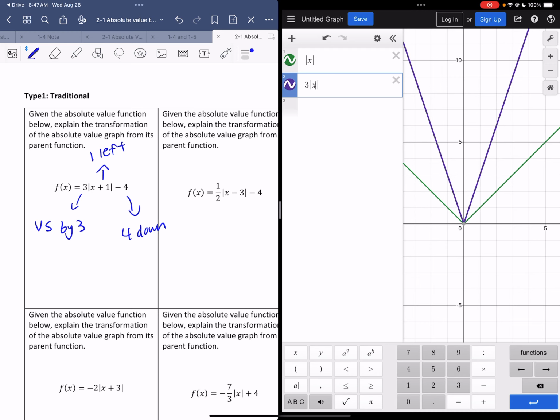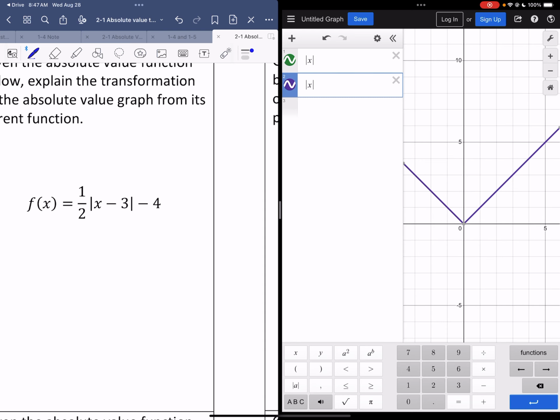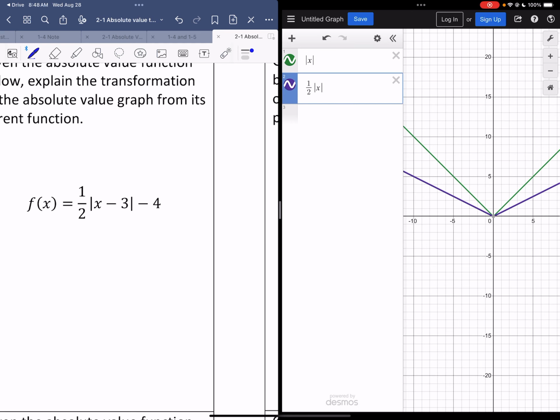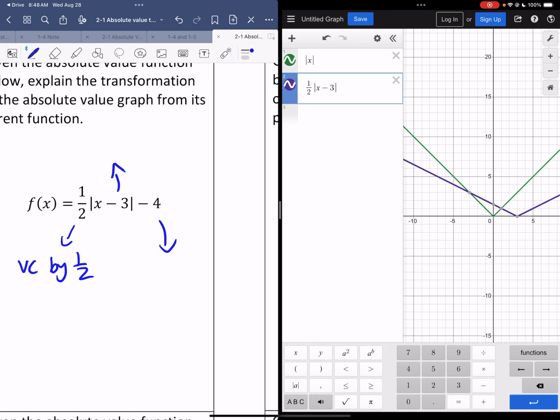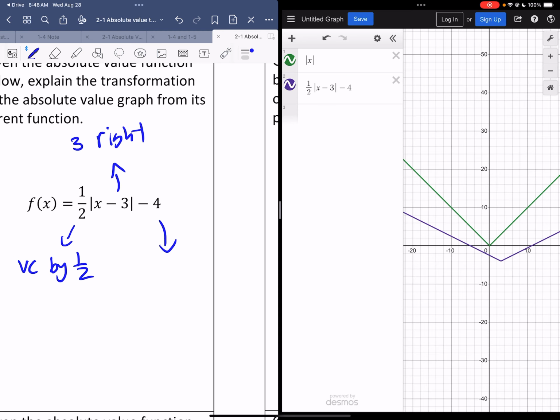What about the next one? If you look at 1/2, now do you see compared to the grid that this one got wider? It is because you compressed it vertically. So we call it vertically compressed by 1/2. And minus 3 and minus 4 should be the same thing. You just put minus 3 here. That's 3 to the right. And minus 4 at the end should be 4 down. Okay?